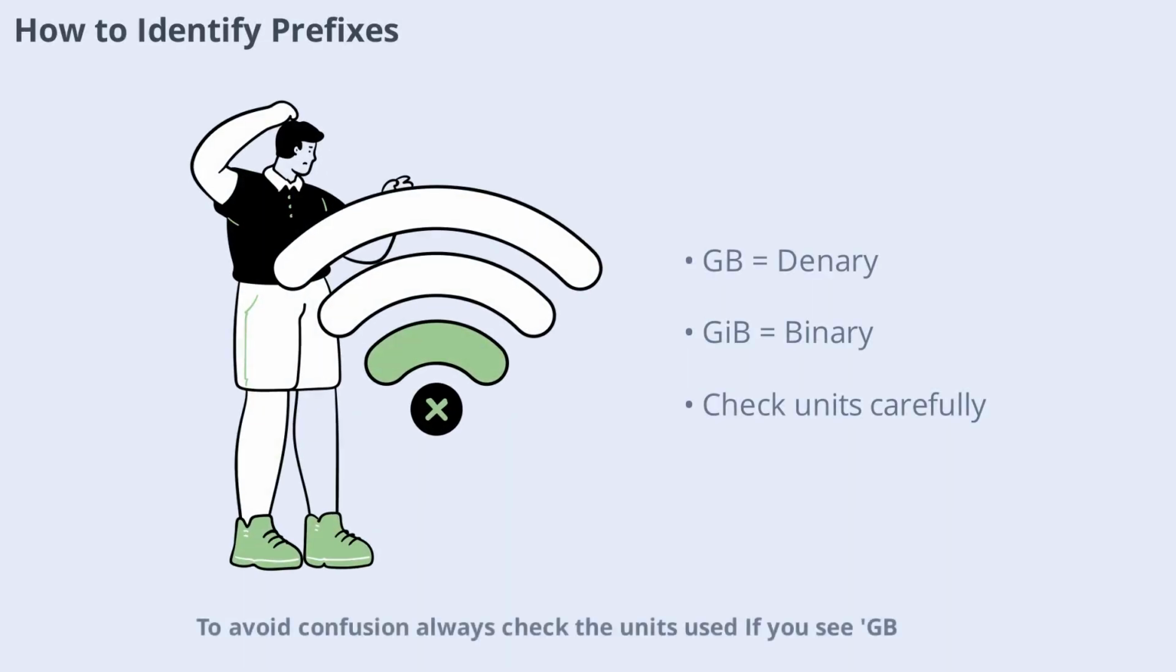To avoid confusion, always check the units used. If you see GB, it's likely denary, while GiB indicates binary. Being aware of these differences can help you make better decisions when buying or using storage devices and ensure you understand exactly how much data you can store.